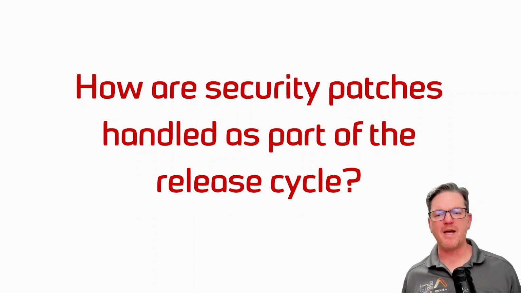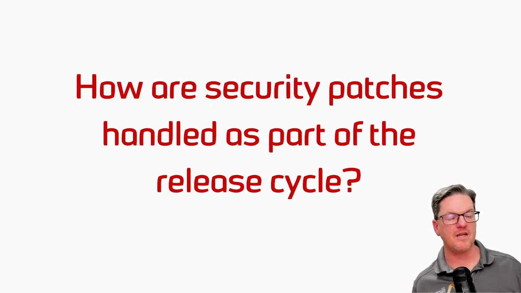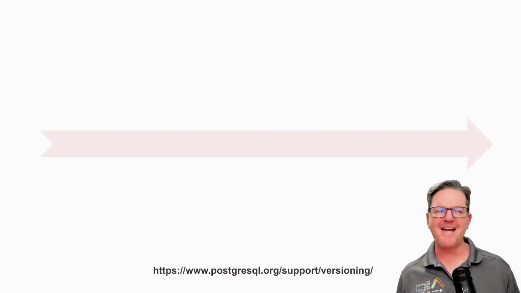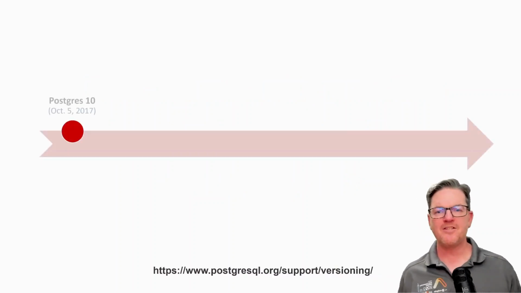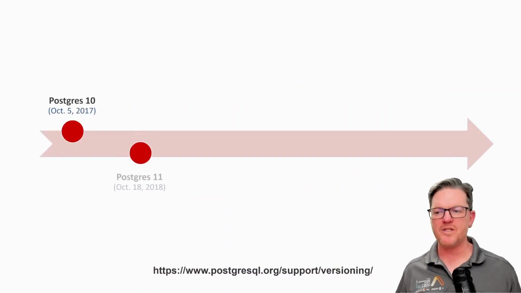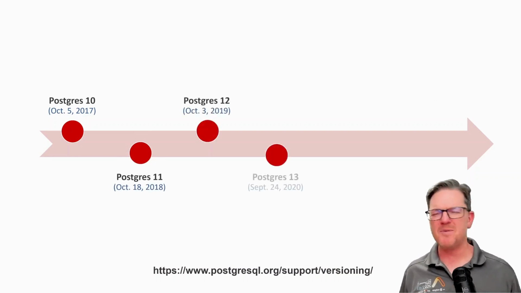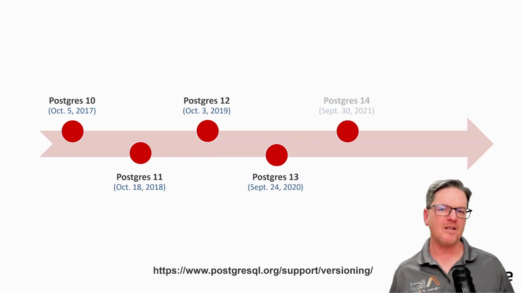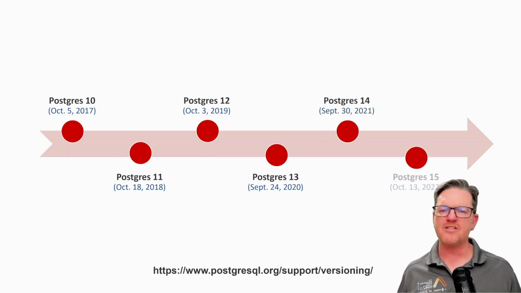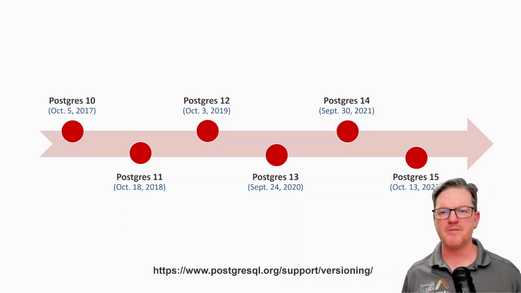How are security patches handled as part of the release cycle? So I mentioned this actually in the first webinar, and someone referenced this in the question. We talked about how there's almost a yearly cadence. There have been a couple times where it's been longer than 12 months, but generally it's almost always right on about 12 months. There's a major release of Postgres.